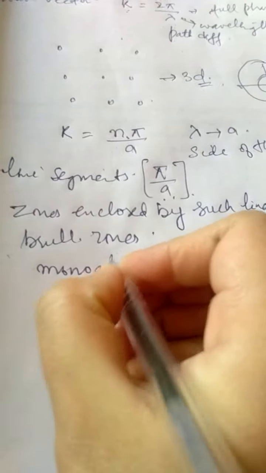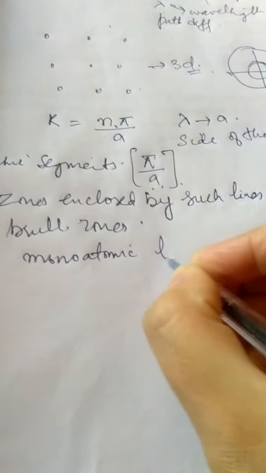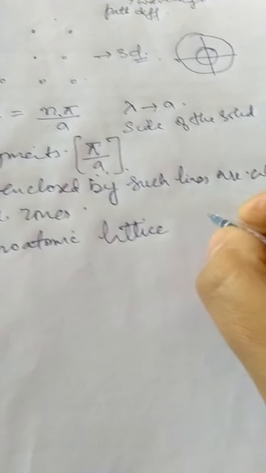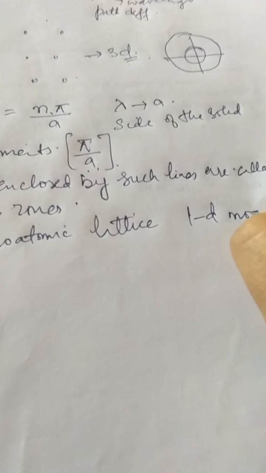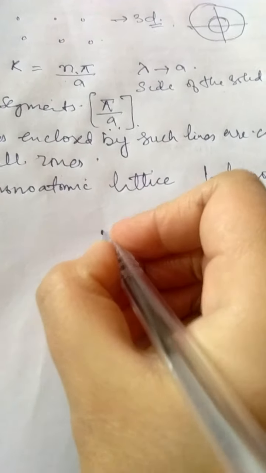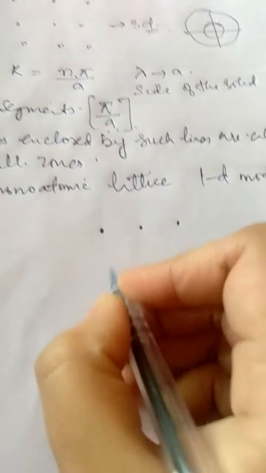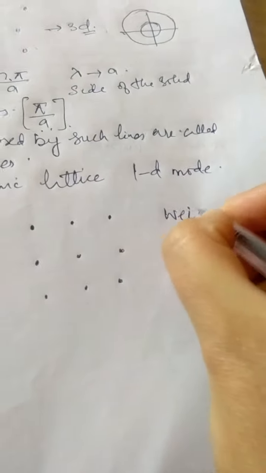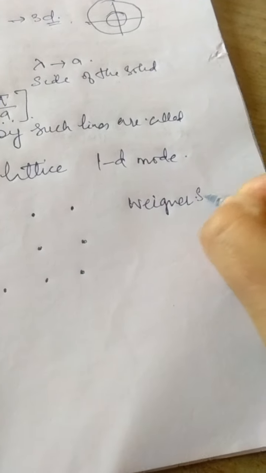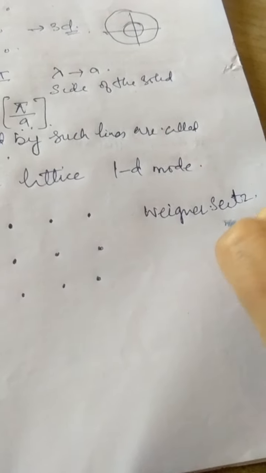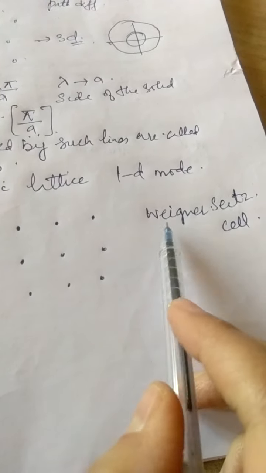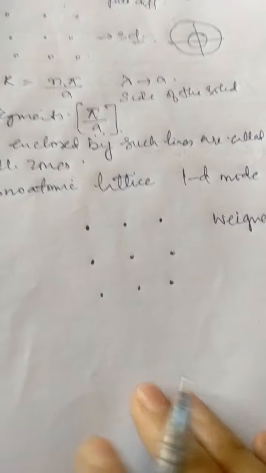For example, consider a monoatomic lattice in which the atoms are arranged in a two-dimensional mode. This is for simplicity, to understand how we begin. Now these are the atoms which are arranged in the plane of the solid. Initially you need to have the concept of the Wigner-Seitz cell. You might have found it in books. Let us today get an idea of what this Wigner-Seitz cell is all about. So what does it say?